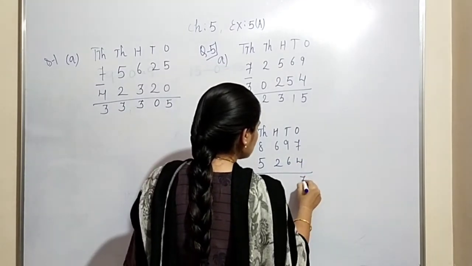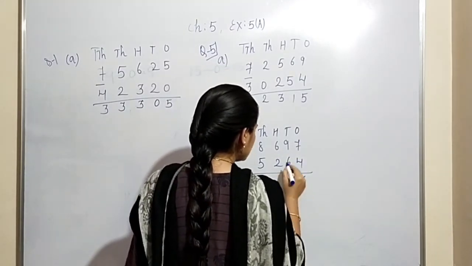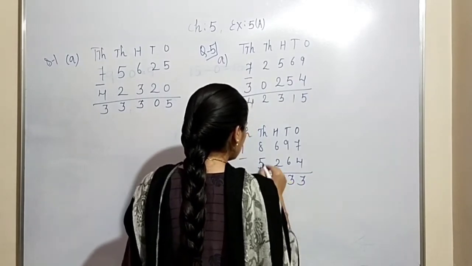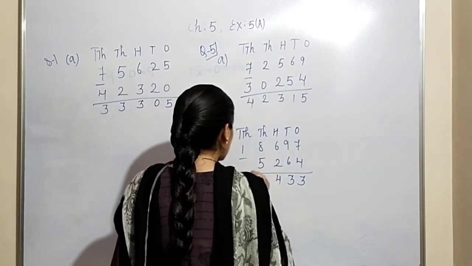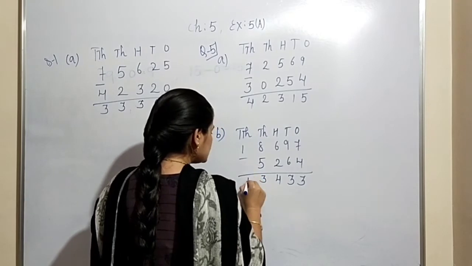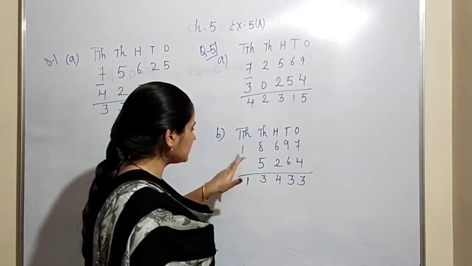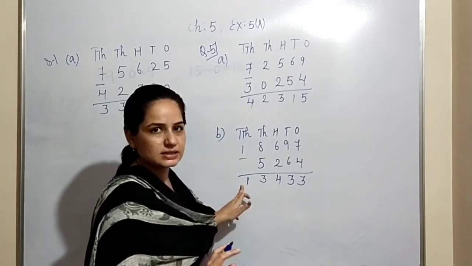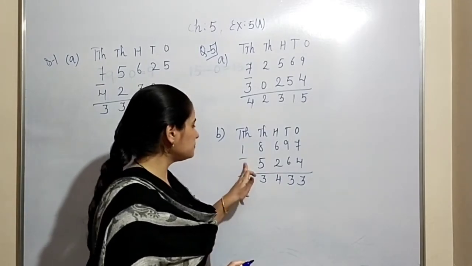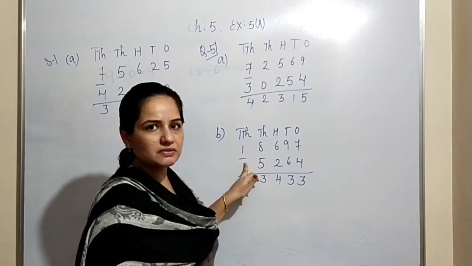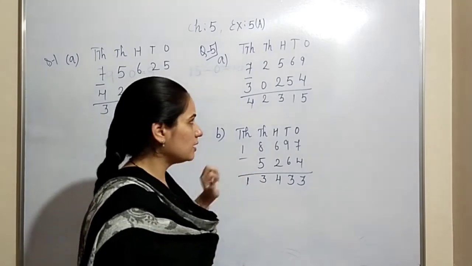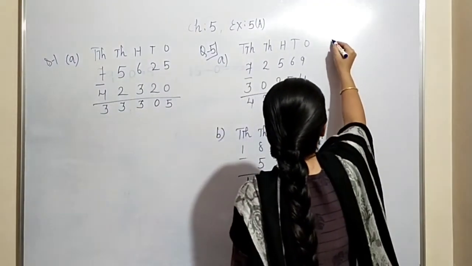7 minus 4 is 3, 9 minus 6 is 3, 6 minus 2 is 4, 8 minus 5 is 3, and 1 minus nothing means the number itself, 1. If we are not subtracting anything from 1, the number comes as it is in the answer. Or else you can put 0 over here, for your convenience. Now number C.